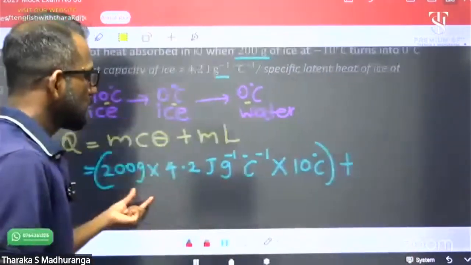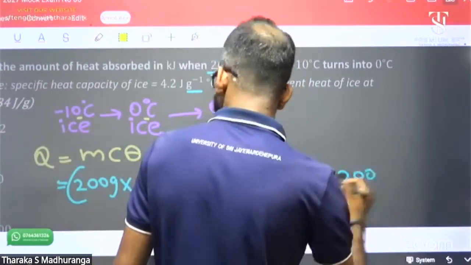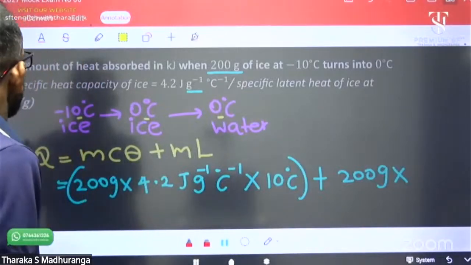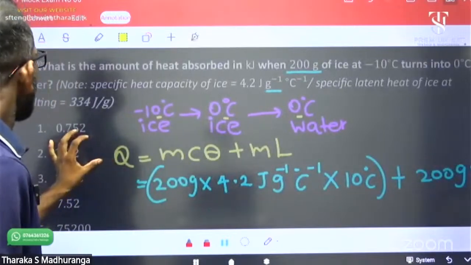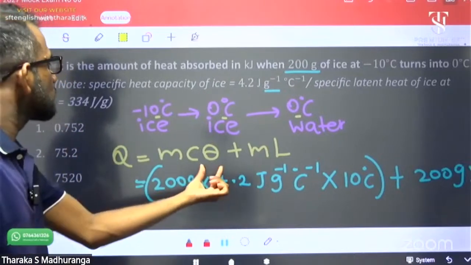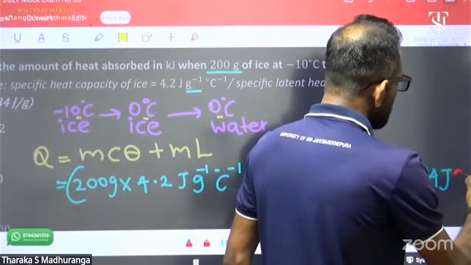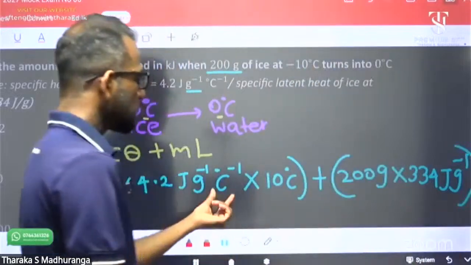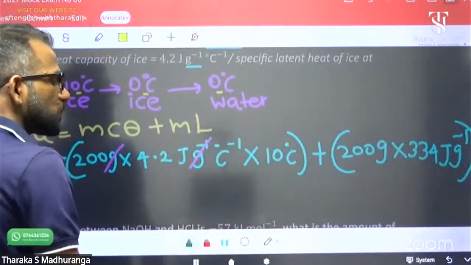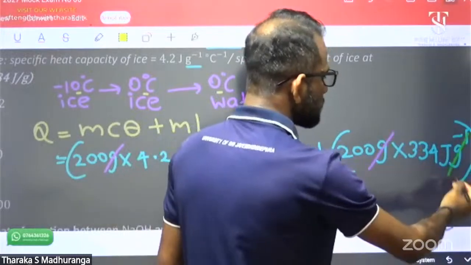Plus again the mass, 200 grams. You have to be very careful about units. And the specific latent heat of ice at melting is 334 joules per gram. Then you don't need to convert into kilograms. Now grams per gram cancel out, and per Celsius cancels out.